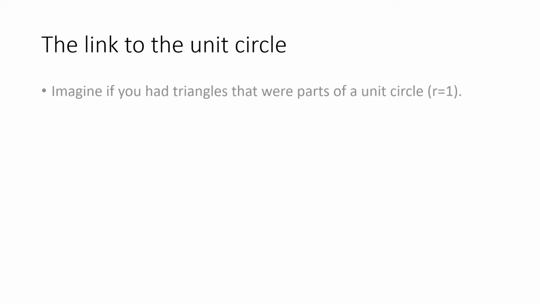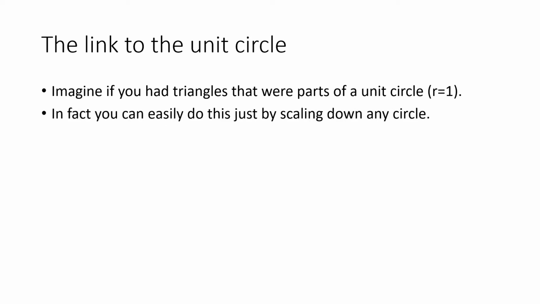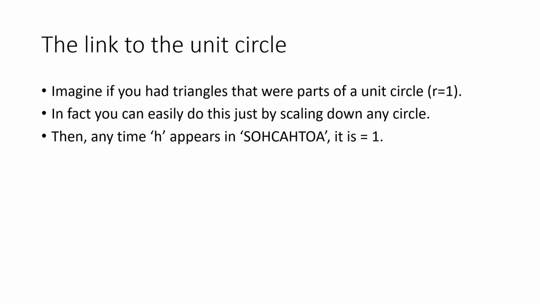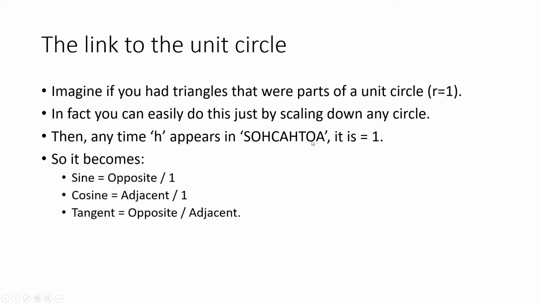This all links back to the unit circle. So imagine you had triangles that were parts of the unit circle. In other words, the unit circle R is 1, radius is 1 unit. You can easily do this just by scaling down any circle, and then anytime h appears in that formula, SOHCAHTOA, h is the radius, and it would be r. R equals h equals 1. So in that case, in SOHCAH, h is 1, and of course if you divide by 1, you're just left with the number you started with.